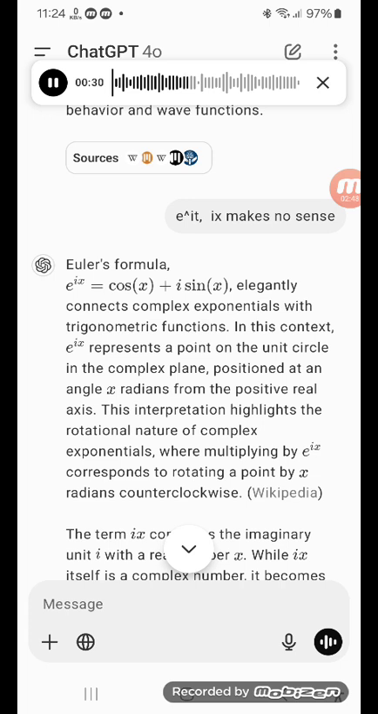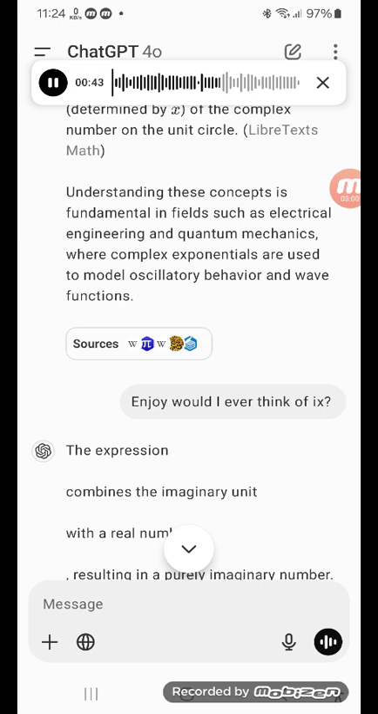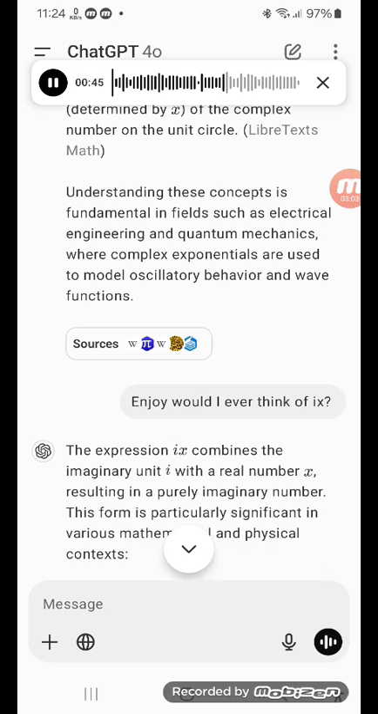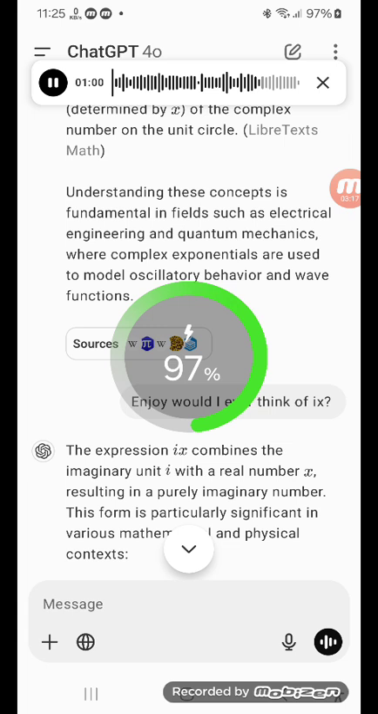The term ix combines the imaginary unit i with a real number x. While ix itself is a complex number, it becomes particularly meaningful when used as an exponent in expressions like e^(ix). In this setting, ix signifies a rotation in the complex plane as described by Euler's formula. Therefore, e^(ix) encapsulates both the magnitude, which remains 1, and the direction, determined by x, of the complex number on the unit circle.